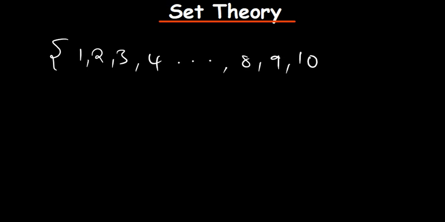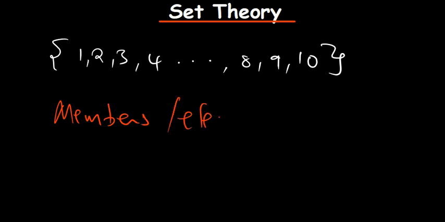A set is a collection of well-defined objects. We're going to call the objects members. We can also call them elements. So members or elements are contained in a set. In this case, you can say 1 is a member of that set. You can also say 1 is an element of that set.